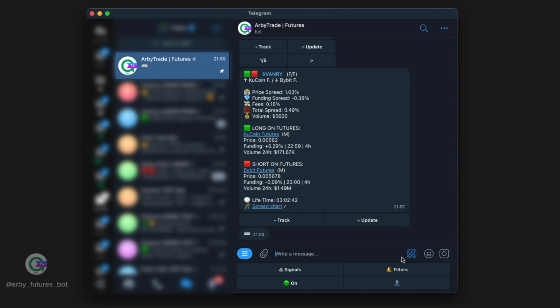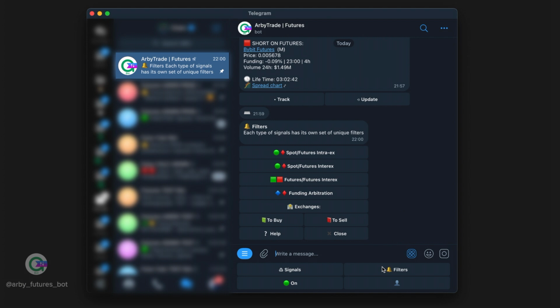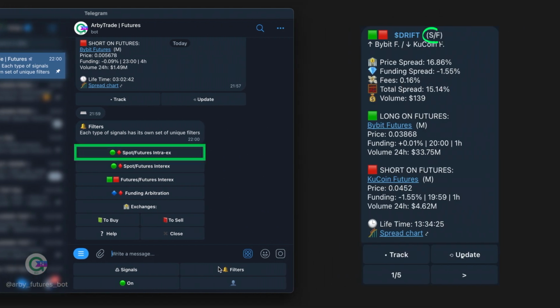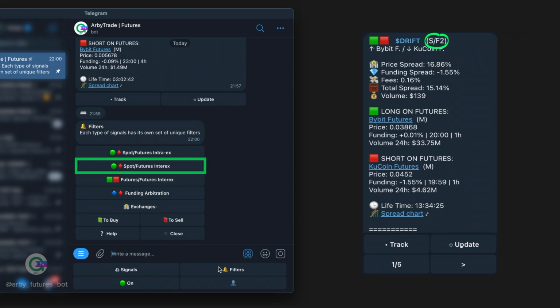The Futures Arbitrage bot contains several algorithms and types of signals at once. First type of signals, intra-exchange signals between spot and futures on the same exchange. To work these signals, you need to buy the coin on the spot market and open a short position on the futures market with the same number of coins on the same exchange. Second type of signals, inter-exchange signals between spot and futures markets on different exchanges. The coin is bought on spot on one exchange, and the short futures position is opened on another exchange.